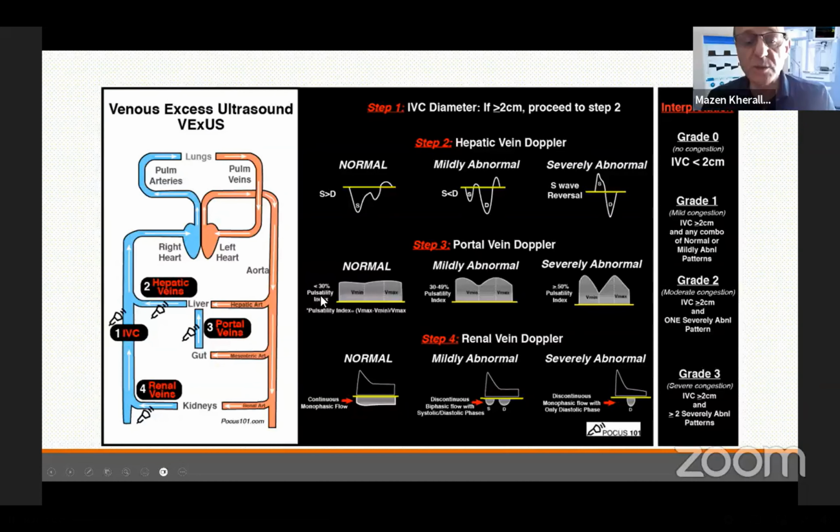With the portal vein, this is what you need to see normally, actually, no variation. When you start seeing pulsatility, this is abnormal, and it is severely abnormal when it is more than 50%. That means that you're transmitting the right-sided pressure into the portal vein, and that indicates fluid overload. In the renal vein Doppler, normally you see a continuous monophasic flow wave. If you start seeing discontinuous biphasic, like the systolic, diastolic, at that time this indicates abnormal fluid status, and it will be severely abnormal if you have a discontinuous monophasic flow wave only.